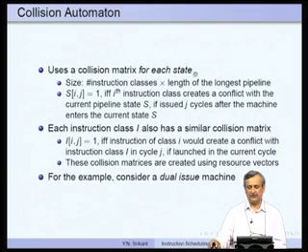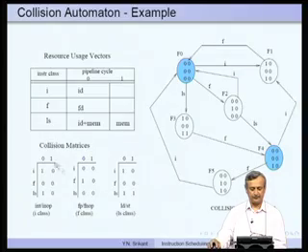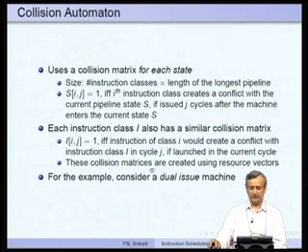This is the collision matrix for each state, but in each instruction class I also has a similar collision matrix. So, I ij equal to 1 if and only if instruction class I would create a conflict with instruction class I in cycle j if launched in the current cycle. Okay. So, that is what I showed here. These are the instruction class collision matrices. These collision matrices are created using the resource vectors.